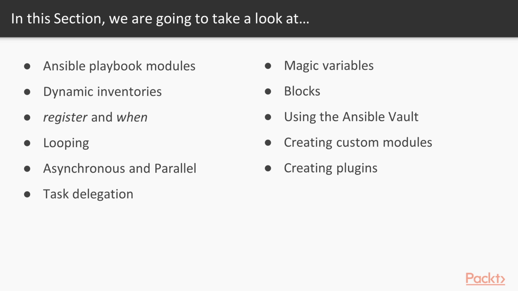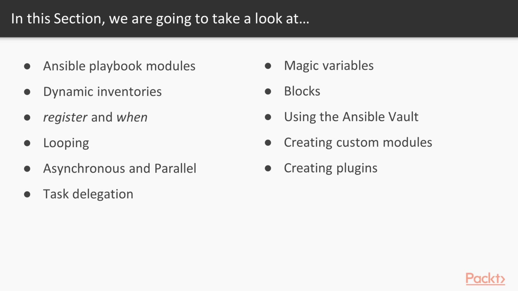We'll look at the many different ways in which looping can be performed in Ansible. Next, we'll take a look at asynchronous and parallel execution, the correlation to forks, and the use of alternative strategies. We'll see how we can use task delegation to target alternative hosts for execution. We'll explore magic variables and how we can easily find available variables in Ansible. We'll look at blocks, how we can add multiple tasks to a block, and how these can be used to perform actions based on failed tasks.